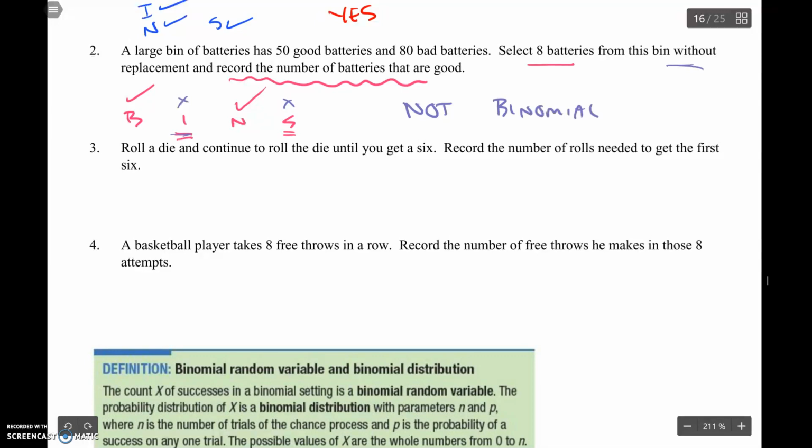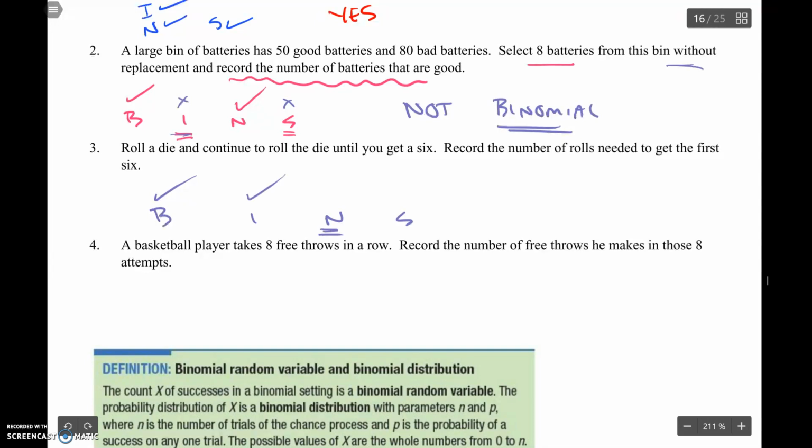So the formulas that we're going to learn for the binomial aren't going to apply here. Roll a die and continue to roll the die until you get a 6. Record the number of rolls needed to get your first 6. So let's do BINS. Binary: either I get a 6 or I don't. Independent: the first roll doesn't influence the second roll.